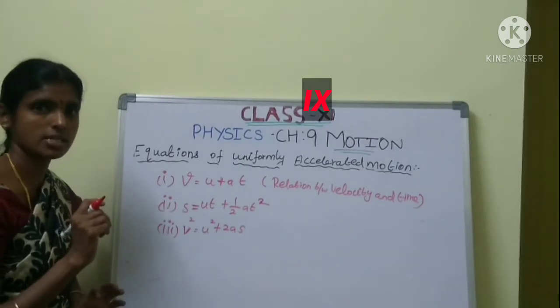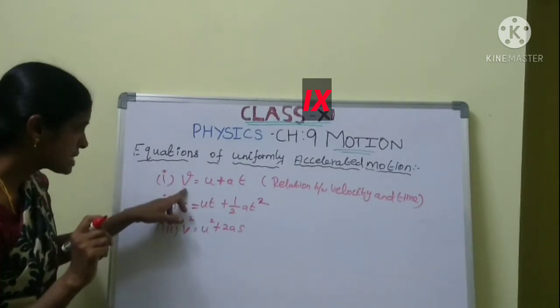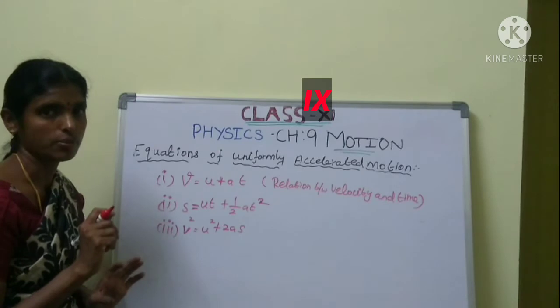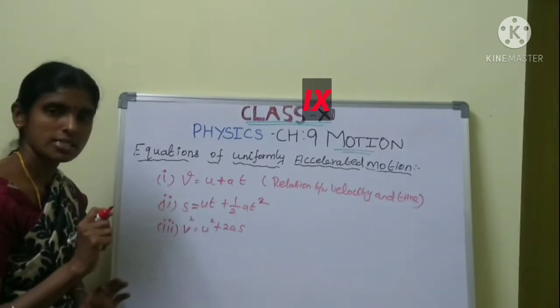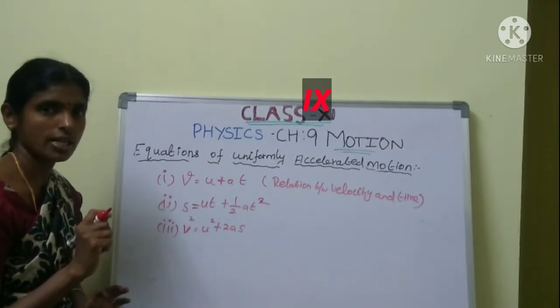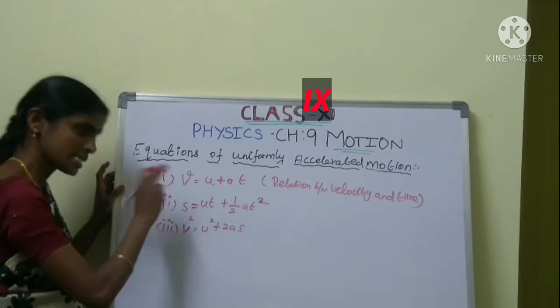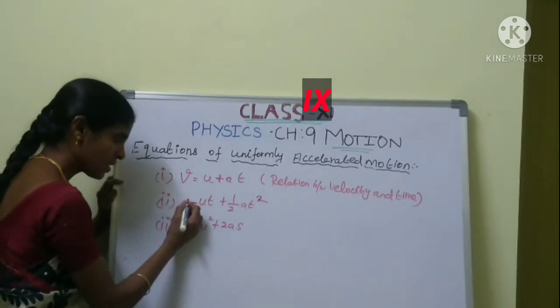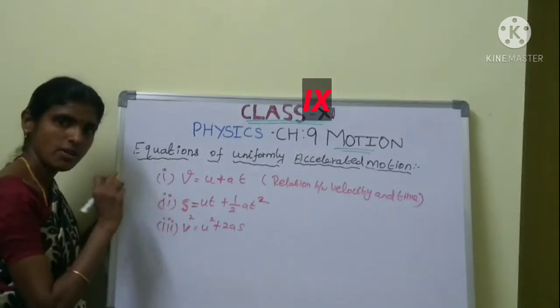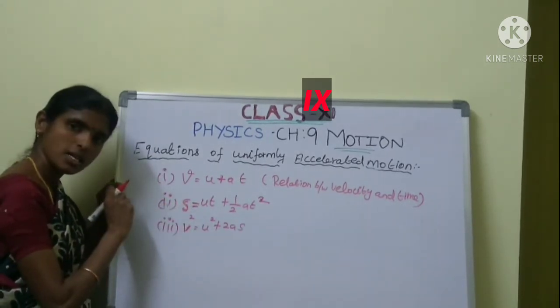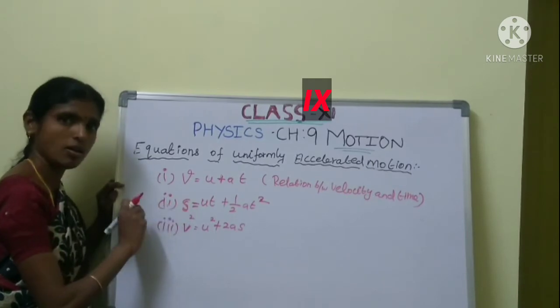Are you clear, students? V is the final velocity of the object. U is the initial velocity of the object. Okay. Now we are going to the second one. Second equation, relation between which one and which one? What is meant by S? Displacement of the object.